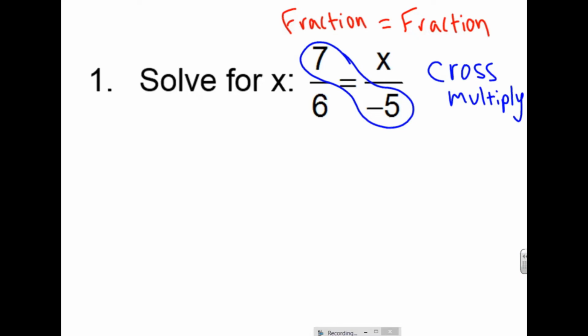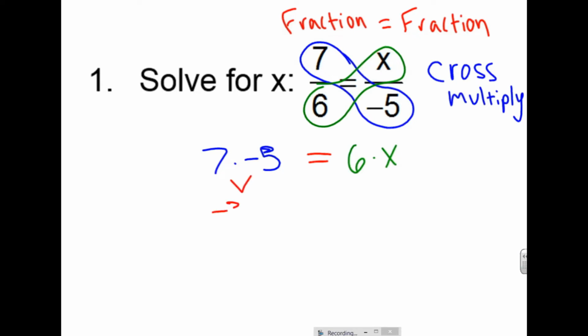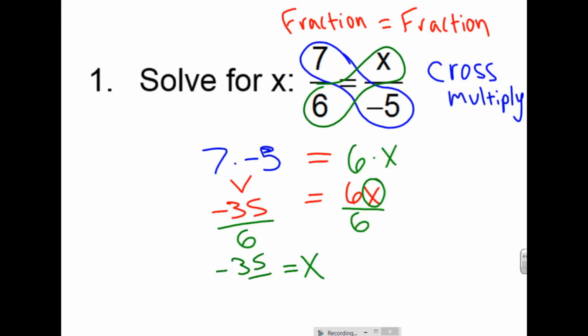So what that means is you're going to multiply the number on the top by the number on the bottom of each fraction. So we're going to get 7 times negative 5, and we're also going to have 6 times x. And of course, I'm setting my products equal to each other. 7 times negative 5 is negative 35. 6 times x is 6x. And we have our equal sign in the middle. Our last step is to get the variable by itself, so we divide by 6 on both sides. Since it doesn't divide nicely, our final answer is negative 35 over 6. That's what x equals.